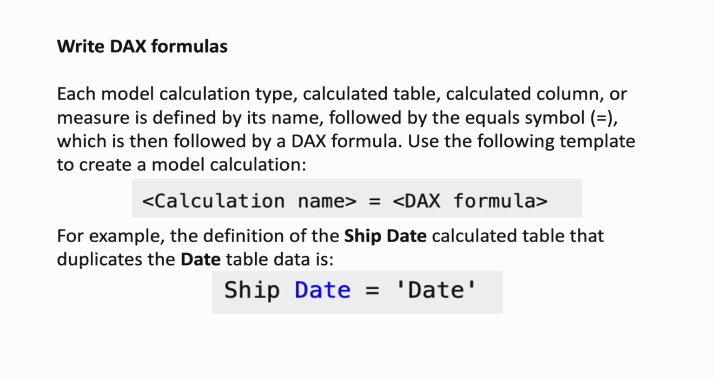Each model calculation type, calculated table, calculated column, or measure is defined by its name, followed by the equals symbol, and then the DAX formula. Use the following template to create a model calculation. For example, the ship date calculated table duplicates the date table data. The image shows the formula entered in the formula bar and the resulting table in the fields pane.